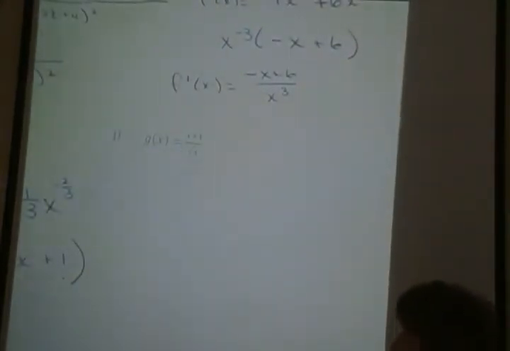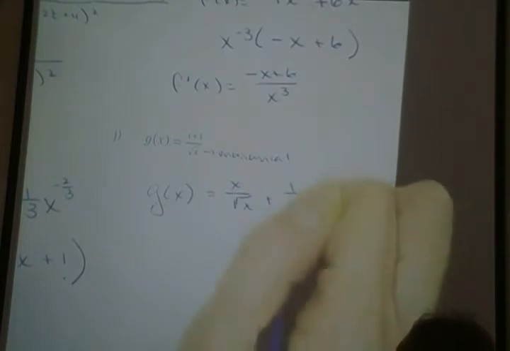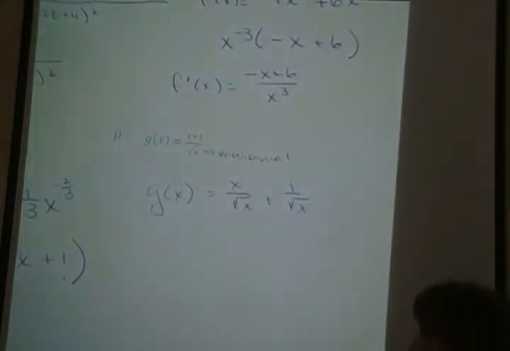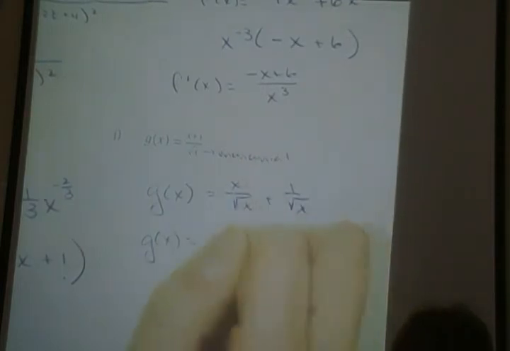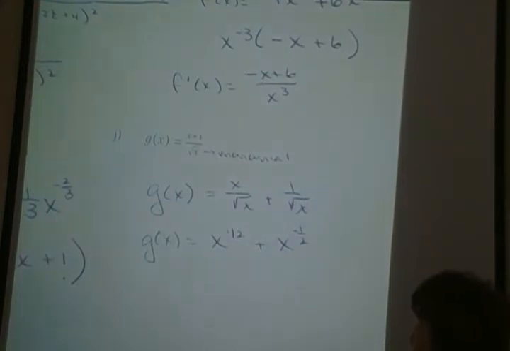For J, my function is x plus 1 over the square root of x. This is a monomial, and so whenever that's the case, I can rewrite my function as x over the square root of x plus 1 over the square root of x. I can rewrite it so that I get, subtracting my exponents, x to the 1/2 plus x to the negative 1/2. And I'm avoiding the quotient rule.